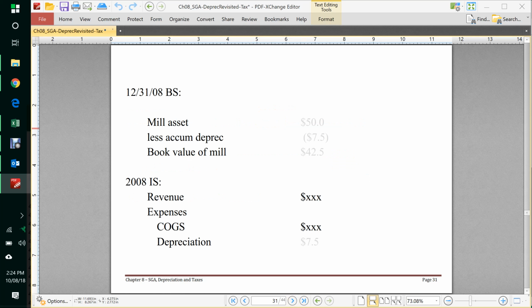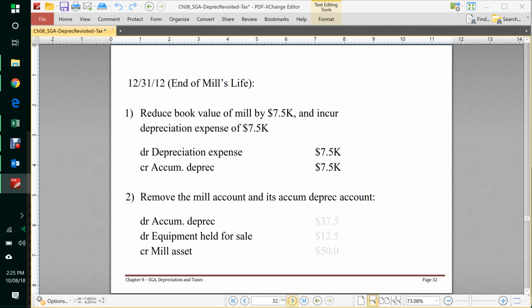All right, so on their balance sheet, the mill asset is going to be shown at 50 at the end of 1 year, 2008, and their accumulated depreciation is going to be 7.5, and the book value of the mill is going to be 42.5. And in their income statement, they have some revenue, some expenses, and we get down to their depreciation expense, and that's the 7.5 thousand they've declared for depreciation expense for this year.